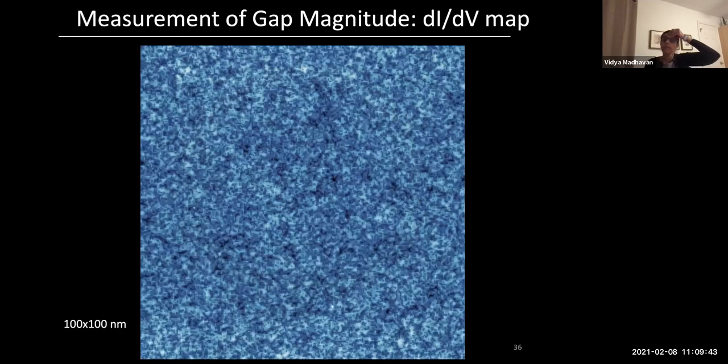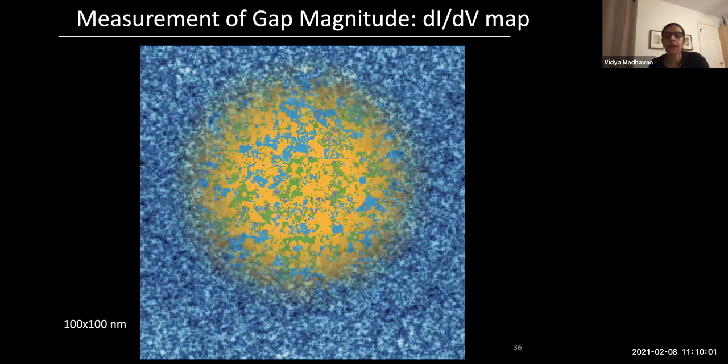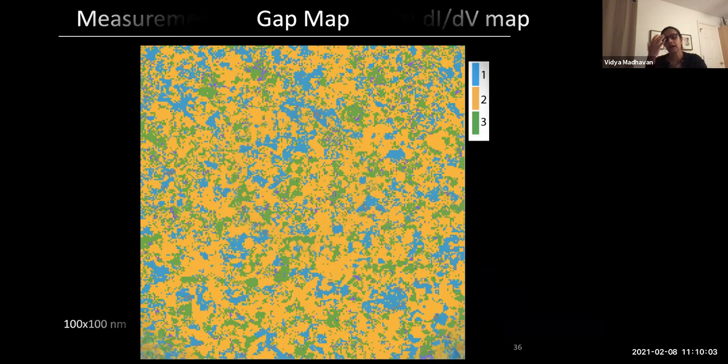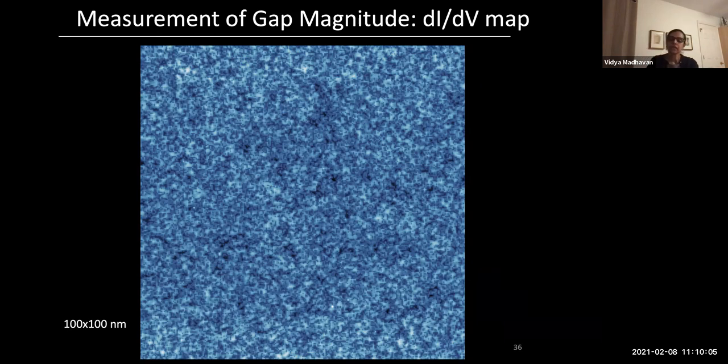So what we do is we take this field of view and then we measure spectra along a grid. For example, we might split this up into 256 times 256 and measure spectra along that grid. And once you have all the spectra, we can use a computer program to figure out all the gaps. So that's what we did.